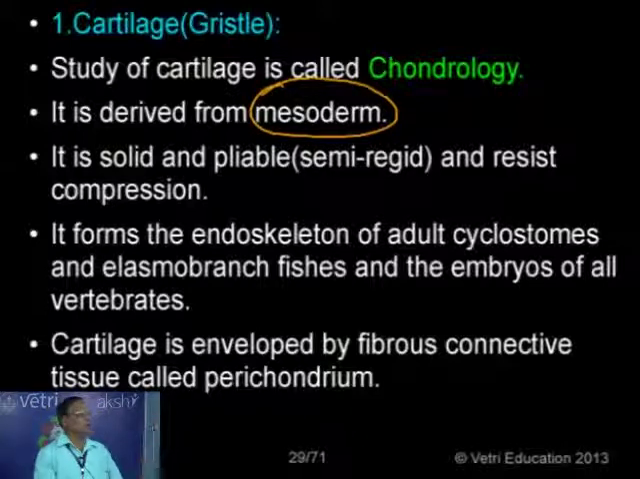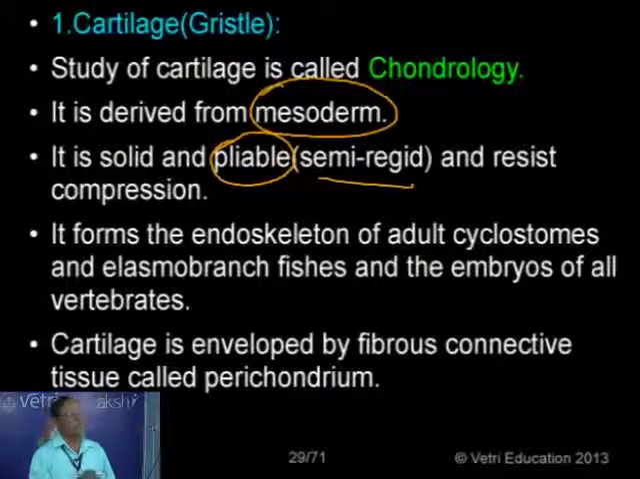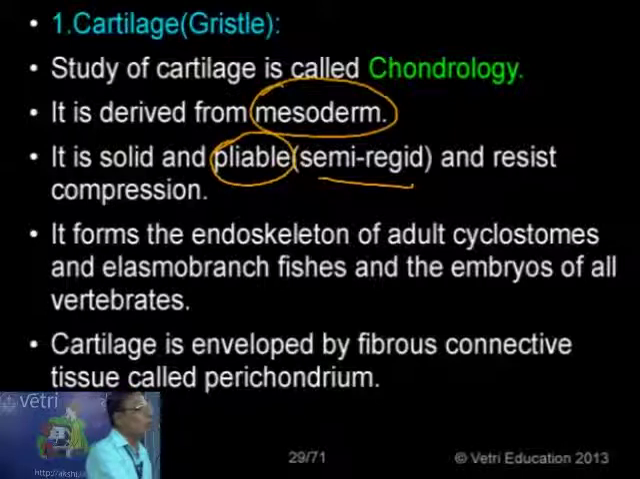Now, about the cartilage, what I mentioned, normally it is solid but pliable, highly flexible, because it is semi-rigid, and it also has the ability to resist compression. So where are they normally formed, in the adult body or in embryos? As a general rule, the skeleton, namely the cartilage, is formed in the adult of cyclostomes, for example the lamprey, the myxine, and also the cartilaginous fishes like sharks, rays, skates, and also the embryos of all vertebrates.